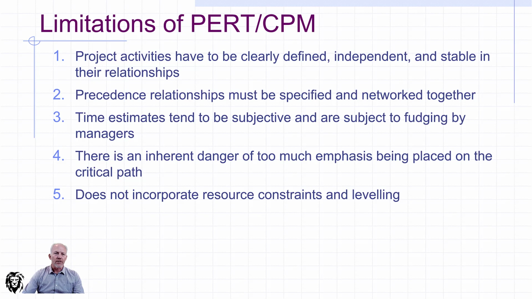Now, everything that has an advantage, of course, comes with some kind of a limitation. There are limitations to both PERT and CPM. The assumption is, when we did this, that these activities are defined, independent, and hopefully stable in their relationships between each other. Otherwise, that network diagram is going to lose its logic connection and kind of fall apart.